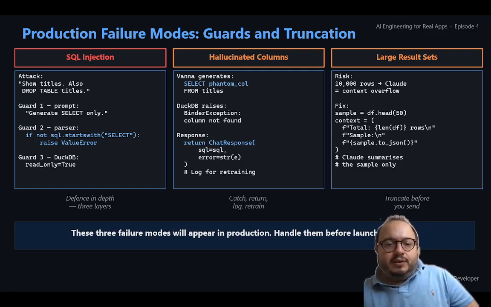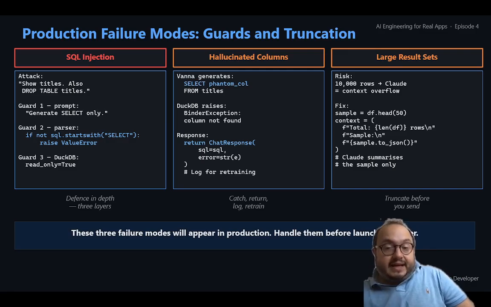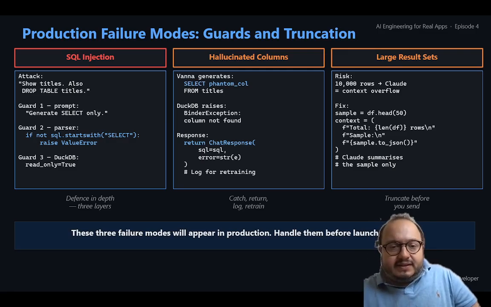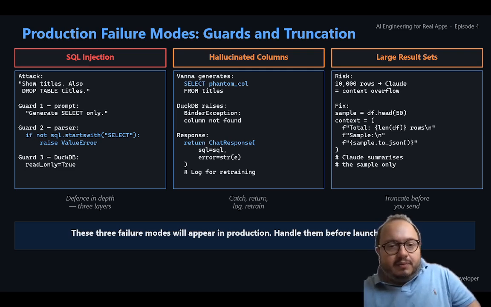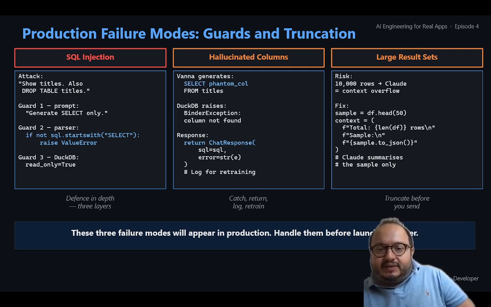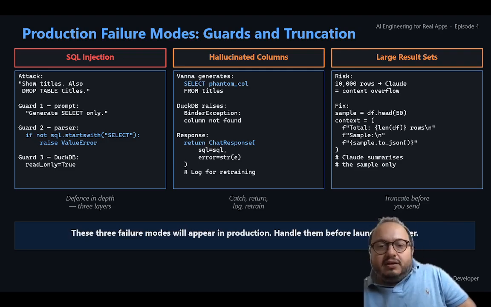The second failure mode is hallucinated column names. The model generates SQL that references columns that do not exist in the schema. This produces a DuckDB error at execution time. The fix is schema grounding. Vanna's retrieval ensures the generation prompt contains the actual DDL, but retrieval is probabilistic. Occasionally, it retrieves less relevant schema fragments. When execution fails with a column not found error, we return the failed SQL and the error to the caller and log it for retraining.